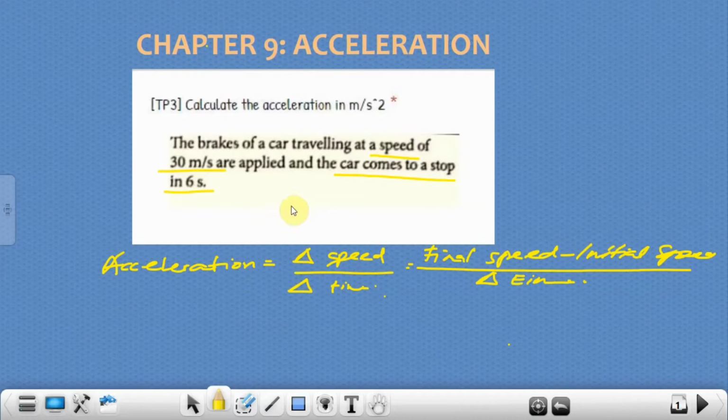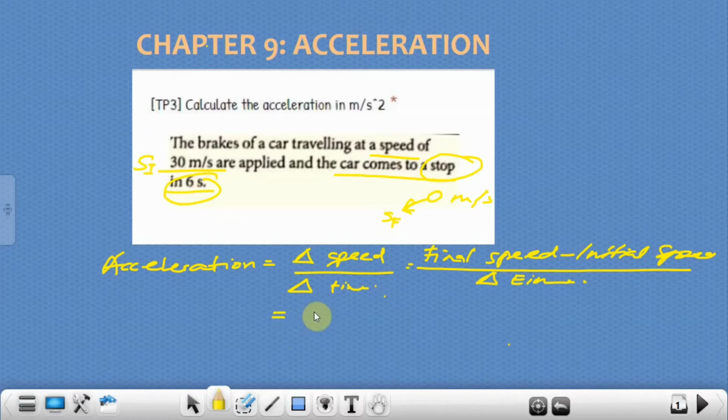Okay, so in here, where is the initial speed? Where is the final speed? This is the initial speed, so I just put it as I. And the car comes to stop, so stop means the speed is 0 meter per second. So this 0 is the final speed, and 6 seconds is the duration for these two speeds to change.